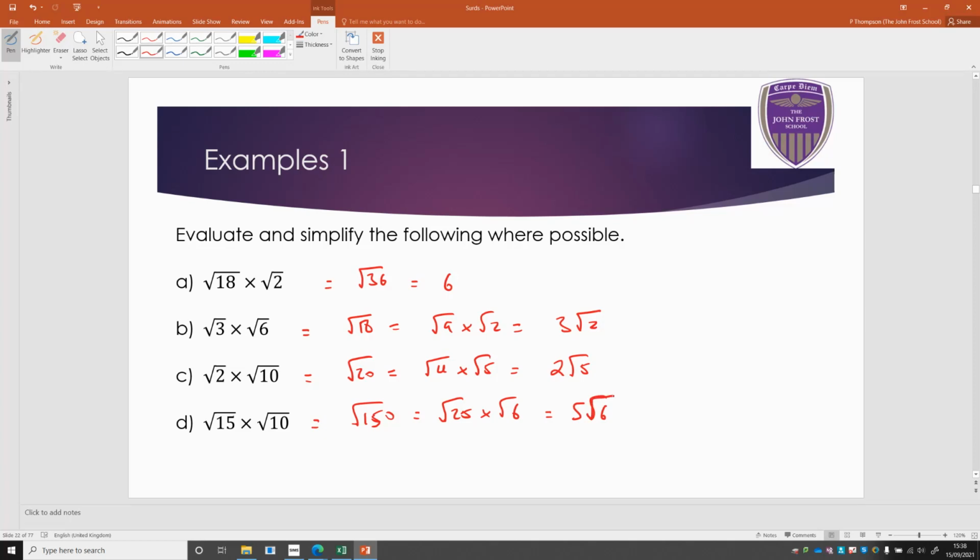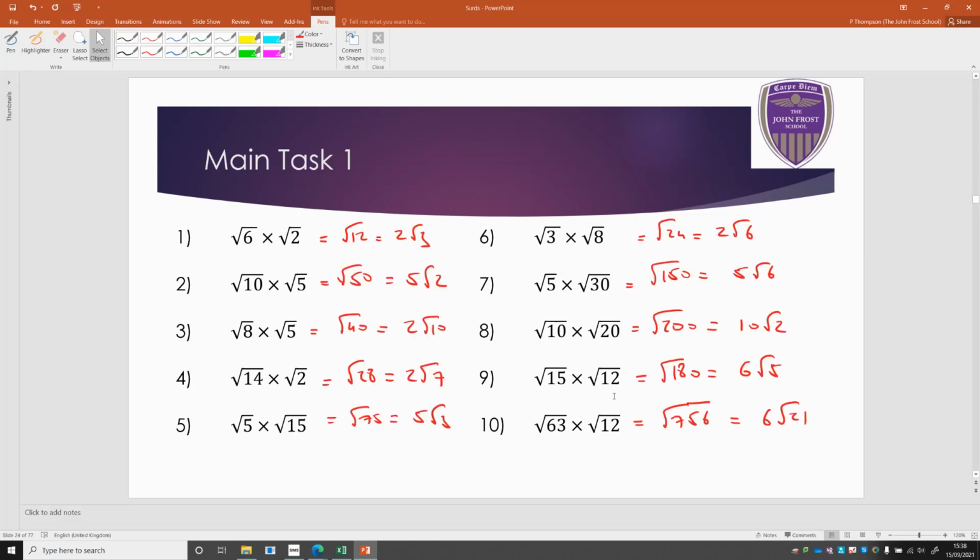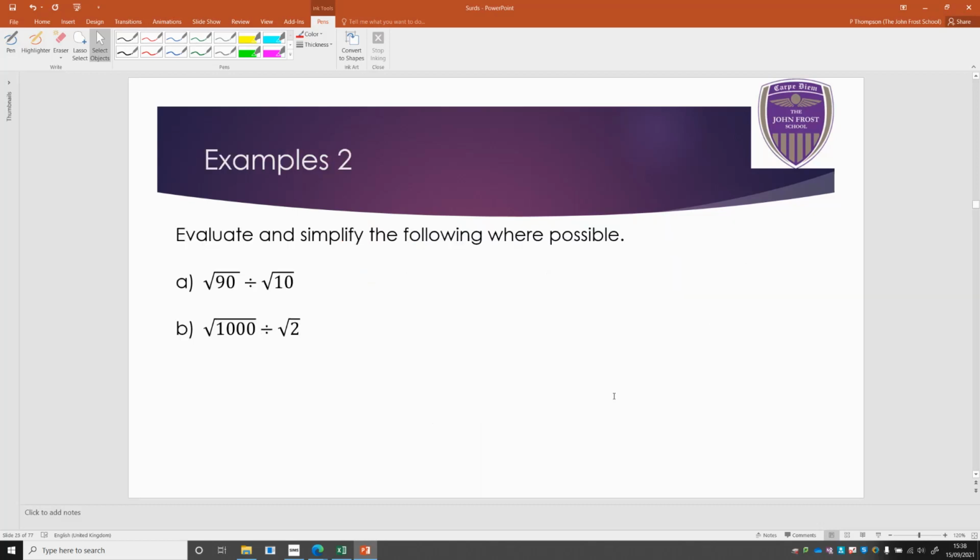Okay then. So for the first main task, here it is. So pause the video, have a go, come back when you're ready for the answers. Okay, welcome back. Here are the answers. So pause the video and mark what you've done. And then we'll go on to dividing now for the next set of examples. So again, if you want to pause the video here, write these down, have a go, come back when you're ready.